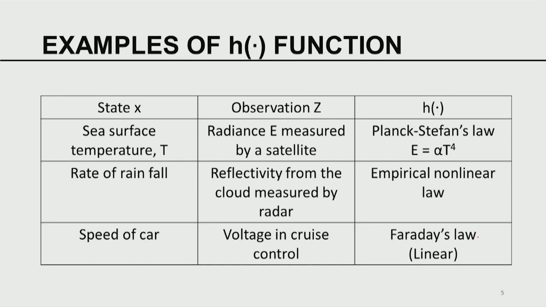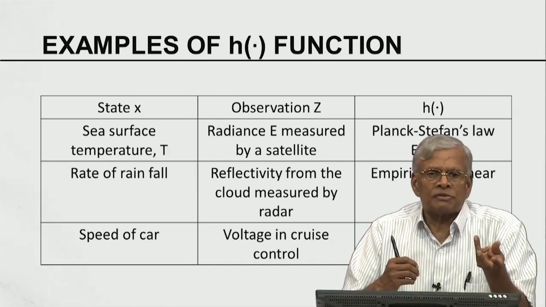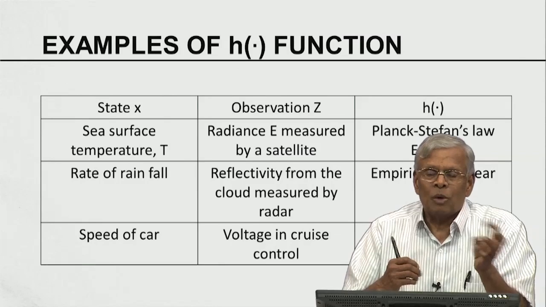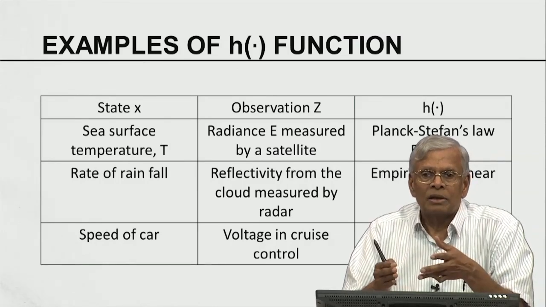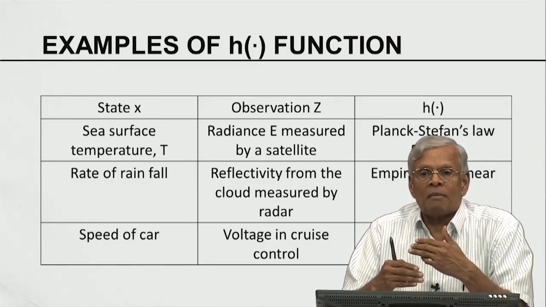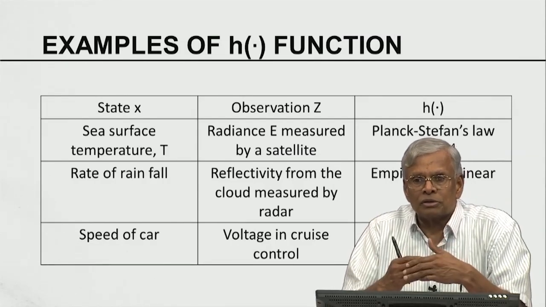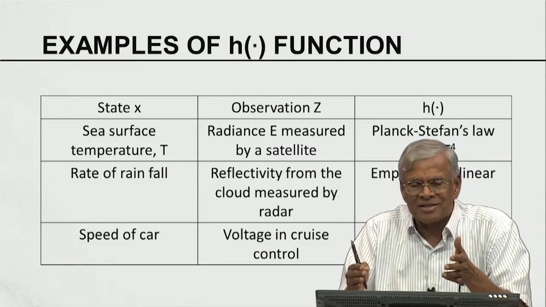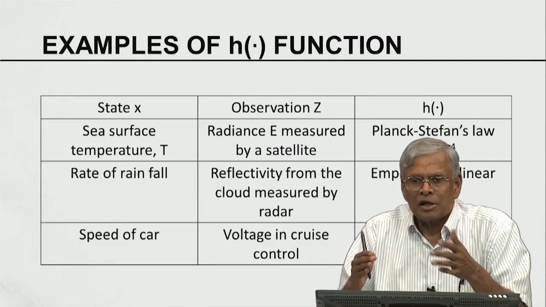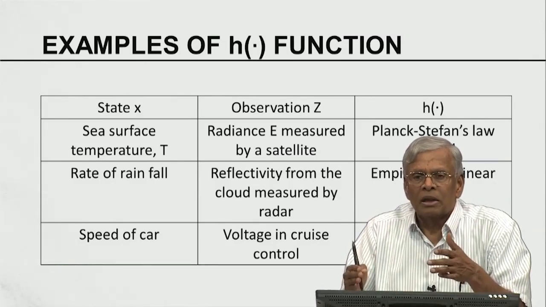For example, pressure, temperature, wind velocity, these are all directly measurable state variables. But if your model consists of state variables such as vorticity, vorticity cannot be measured directly. So vorticity has to be inferred from certain observables. That inference is done through certain well-known mathematical relations. Those mathematical relations constitute the forward operator in question.